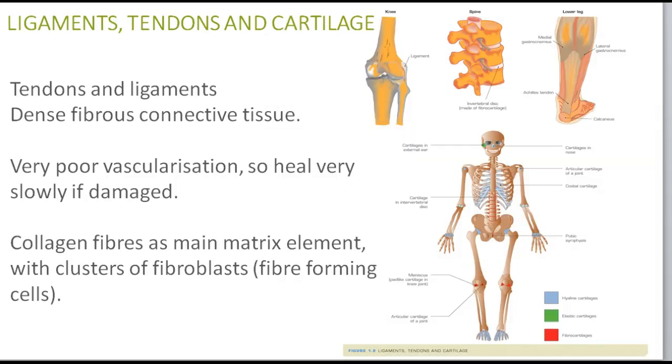Okay, so moving on to our ligaments, tendons and cartilage. Tendons and ligaments are made of a dense fibrous connective tissue. They either connect bone to bone or muscle to bone. They have very poor vascularization, which means that they're very slow to heal. They haven't got a lot of blood vessels going into ligaments, tendons, and cartilage, not like skeletal muscle or skeletal bone.